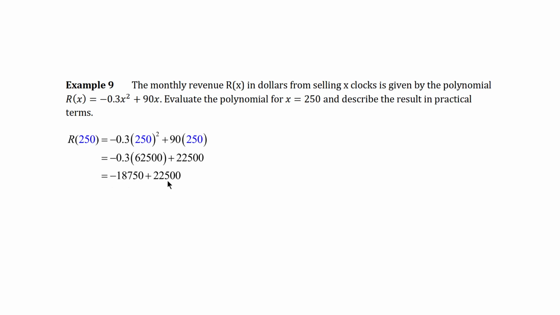Next, we go ahead and take -18,750 and add 22,500. The final result is 3,750. This means that the monthly revenue for selling 250 clocks is $3,750.